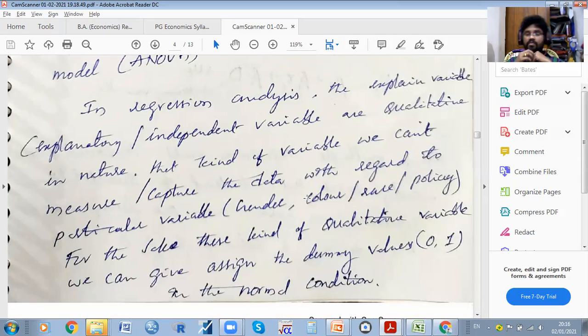Take male and female: would you say male is more than female? We cannot. Color, black and white: black is greater than white, or white is greater than black? We cannot say that. Race and policy are the same. If you take any policy, we cannot say one policy is better than another, as each policy has its own characteristics. So for such qualitative variables, we assign dummy variable values, 0 and 1 in normal conditions.